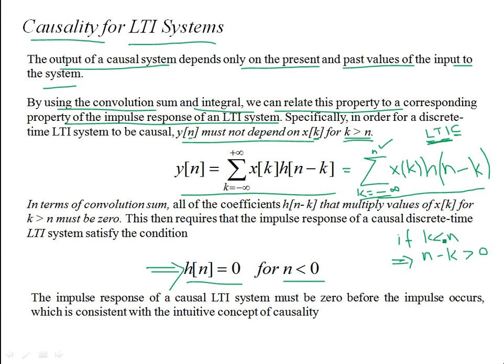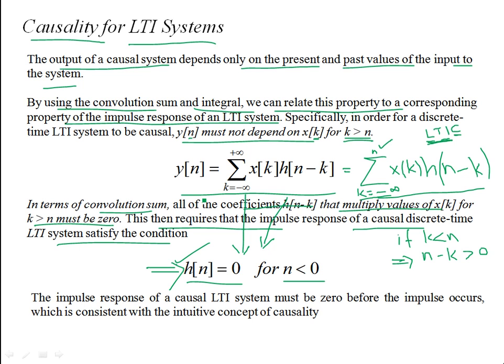Because when k becomes greater than n, then n minus k becomes negative. So in terms of the convolution sum, all of the coefficients of h of n minus k that multiply the value of x of k for k greater than n must be 0. This then requires that the impulse response of a causal discrete time LTI system satisfies this condition. So from the convolution sum we have derived this condition on the impulse response of the system.